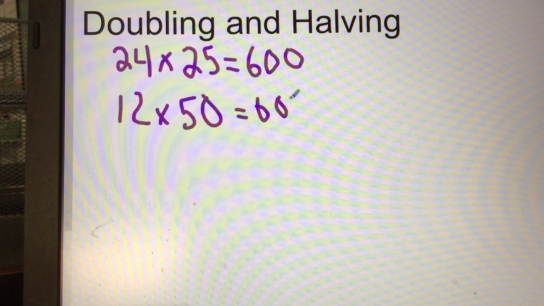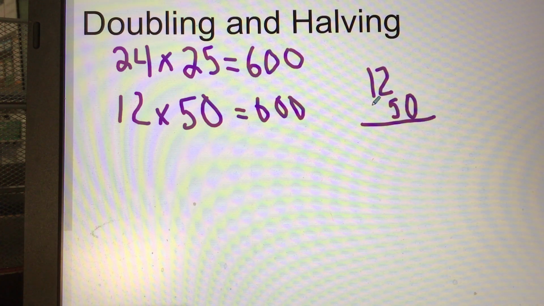We should always prove it, so let me prove it to you. I'm going to use the bump method for this one. I have 12 times 50. I'm going to bump that 0 over. Okay, I know 5 times 2 is 10. Carry the 1. 5 times 1 is 5, plus 1 is 6. And drop that 0 back down. Hey, what do you know? 600. All right, so we can do that again.